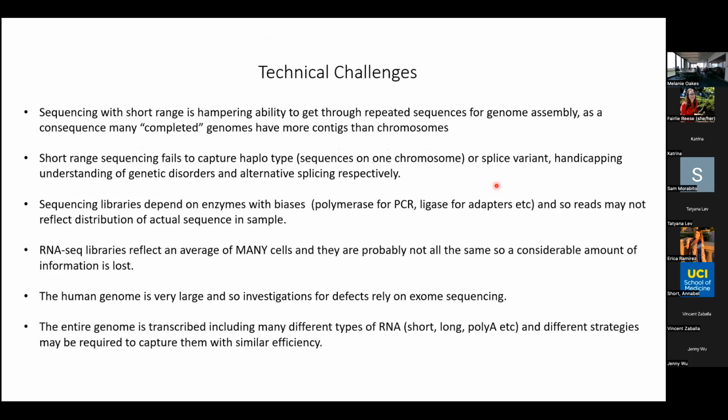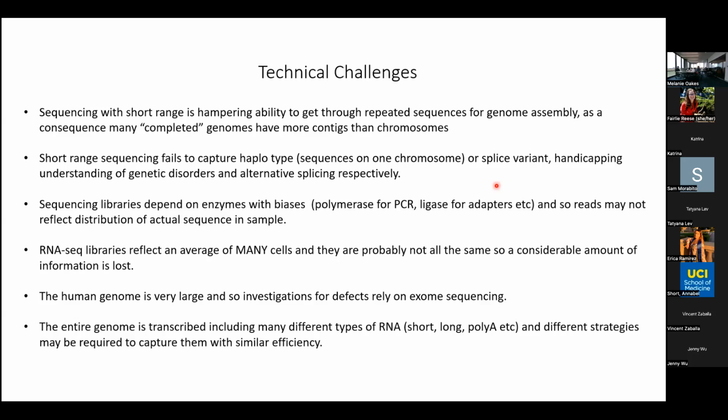Some of the challenges I've already mentioned: you can't get through all these repeated regions with a degree of confidence. You don't get haplotype information. These sequencing libraries depend on enzymes, so again, PCR bias. RNA-seq libraries are bulk, so they represent a lot of cells.